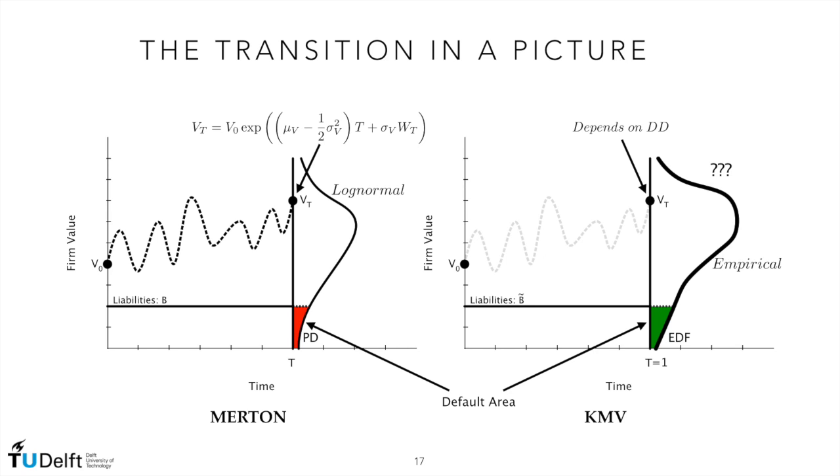And while in Merton's model the assets follow a geometric Brownian motion, in Moody's KMV this is not really relevant. Actually, you can still prove that this is true, but it's not really relevant because the PD depends on the DD, the distance to default.